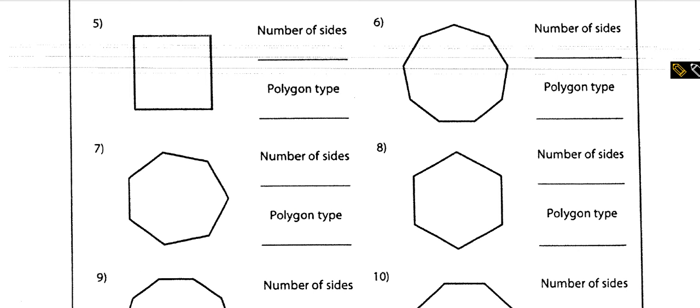All right, 5 obviously has how many sides? 4. You can call it a square. What else could you call it? Quadrilateral. Yeah, even a parallelogram if you wanted. But based on the sides, square. If you want to go with quadrilateral, that would be fine.